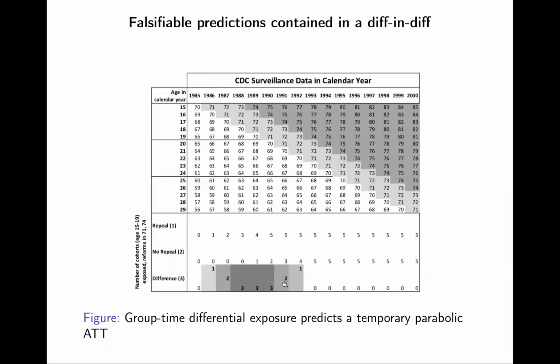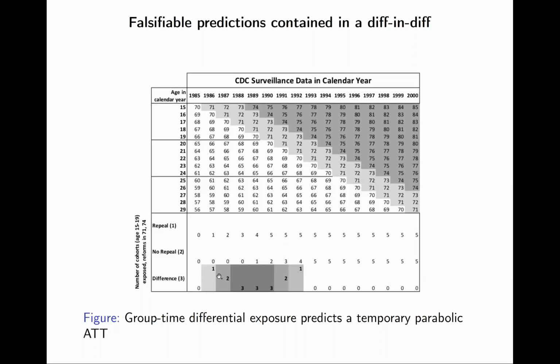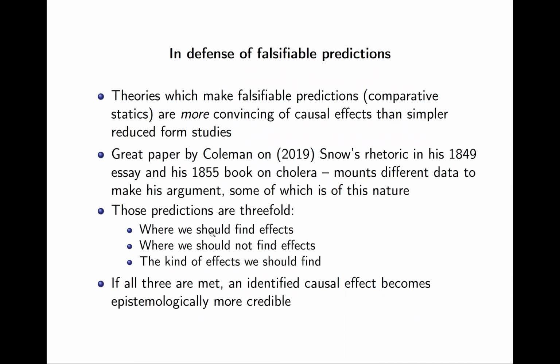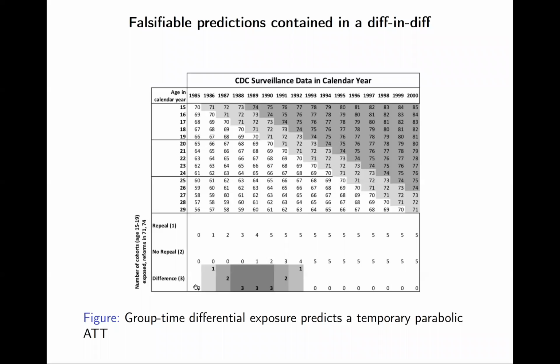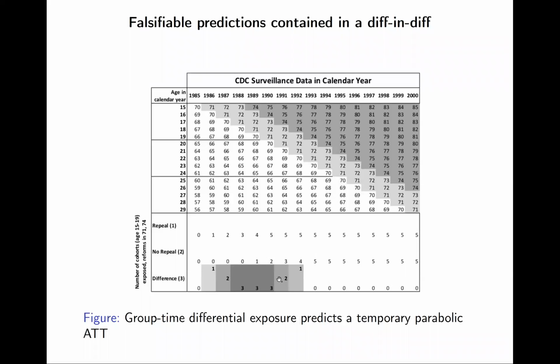So look at what the 3 things are. Where should we find effects? We should find effects from 1986 to 1993. Where should we not find effects? We should not find effects in 1985 and after 1993. Right? Those are no effects. We'll find effects here. And then lastly, what kinds of effects? A U. There should be a parabola. Okay, that's the effect. There should be a parabola.